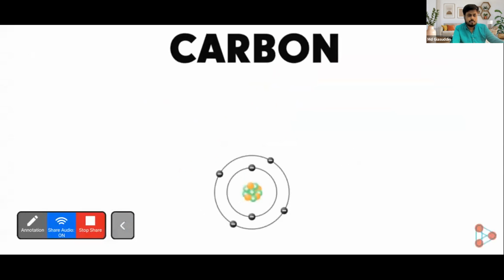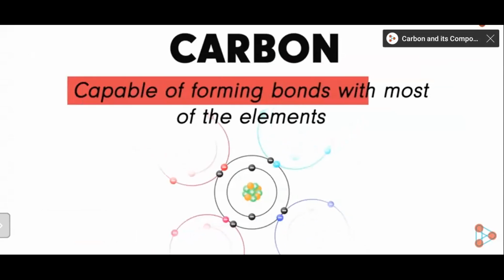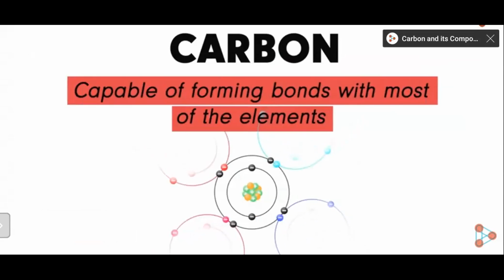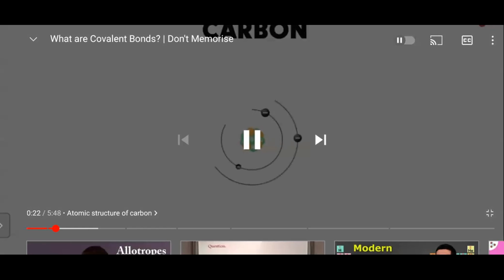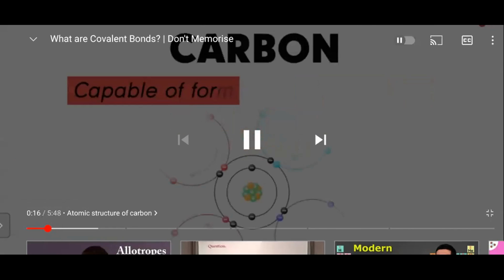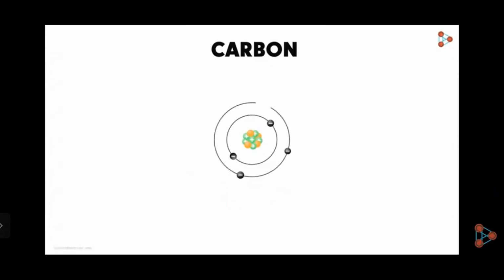In the previous video, we got introduced to the versatile nature of carbon. Can you tell me why it is capable of forming bonds with so many elements? To know this, let's have a look at the atomic structure of carbon first. Does the atom look somewhat like this? Yes. The electronic configuration of carbon is 2,4.